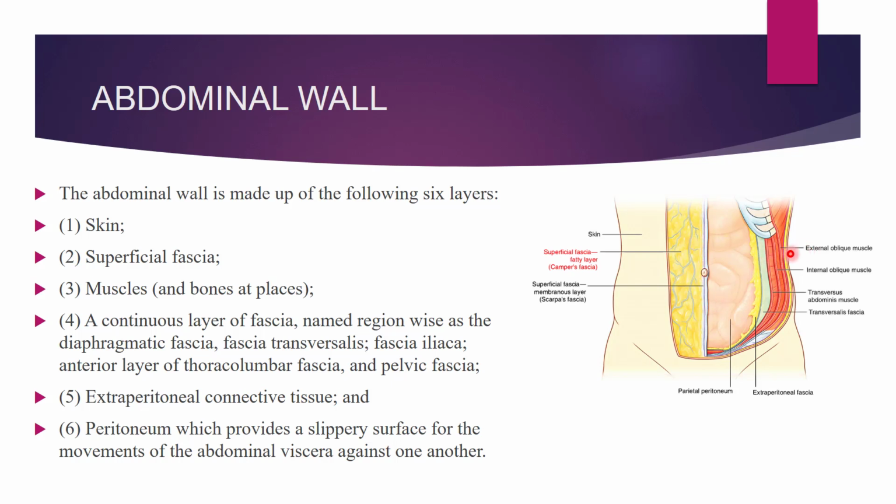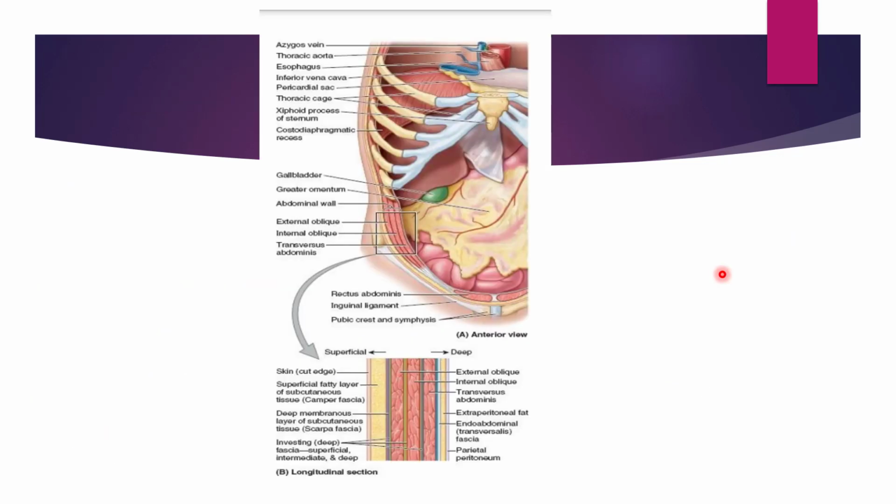So what is the summary? This is the abdominal wall, and it consists of 6 layers. Number 1 is skin. Number 2 is superficial fascia. Number 3, there are many muscles which are also in layers. Then there is a continuous layer of fascia, which can be transversalis fascia here. Then there is extraperitoneal connective tissue. And after the extraperitoneal connective tissue, there is parietal peritoneum, which is providing a slippery surface.